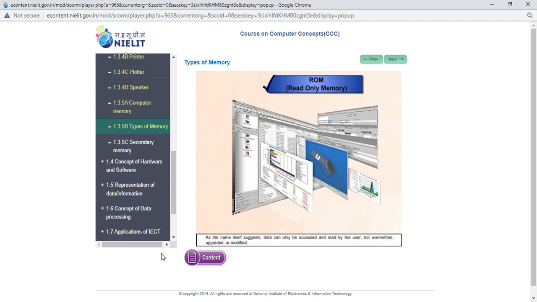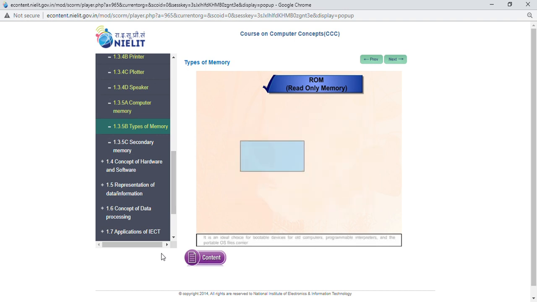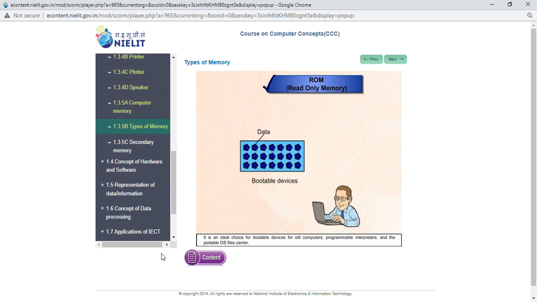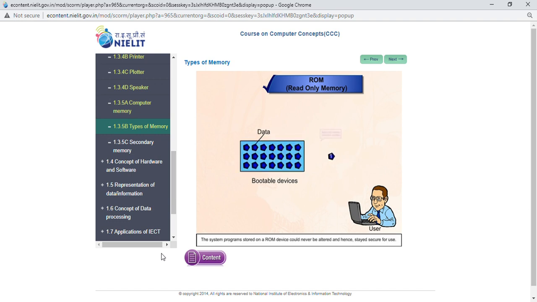As the name itself suggests, data can only be accessed and read by the user, not overwritten, upgraded, or modified. It is an ideal choice for bootable devices for old computers, programmable interpreters, and a portable OS files carrier. The system program stored on a ROM device could never be altered and hence stayed secure for use.